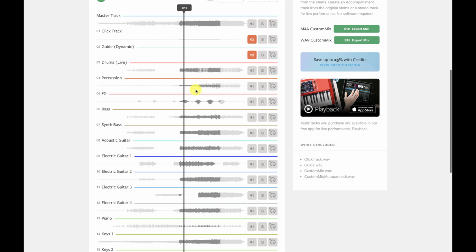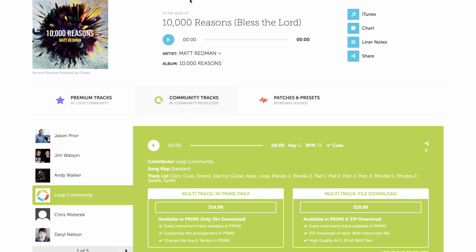The third method to save some money on tracks is to use community tracks at loopcommunity.com. The community tracks are produced by music producers and worship leaders who have the time, resources, and expertise to create their own tracks and then sell them on loopcommunity.com's platform. These tracks cost around $20, so they're a little bit cheaper than full master tracks, and they may even have a more preferable sound. The fourth way to save money is to produce your own backing tracks.